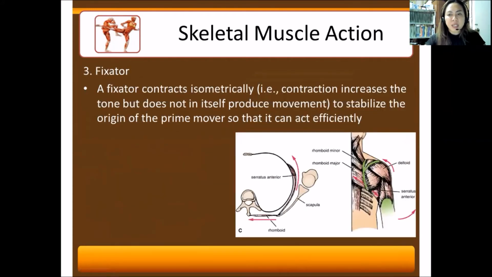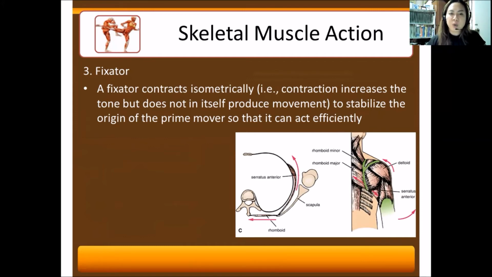Pero hindi lang sila dalawa. Pwede ring may fixator. So a fixator naman contracts isometrically to stabilize the origin of the prime mover so that it can act efficiently. Parang taga-pugong, di ba? So, contraction increases the tone but does not in itself produce movement.